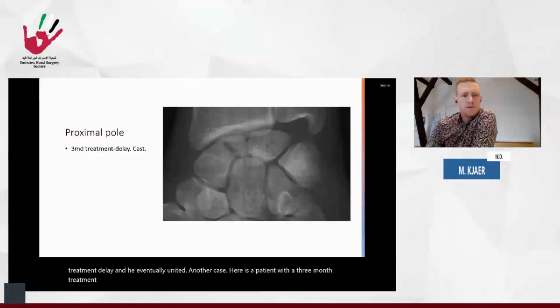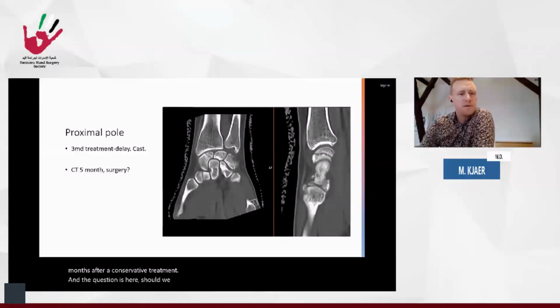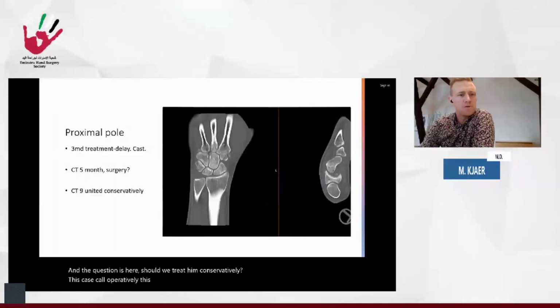You can see the X-ray here, and then the CT scan was done 5 months after conservative treatment. And the question is here, should we treat him conservatively or operatively? This case was not offered surgery, and after 9 months, he eventually united.